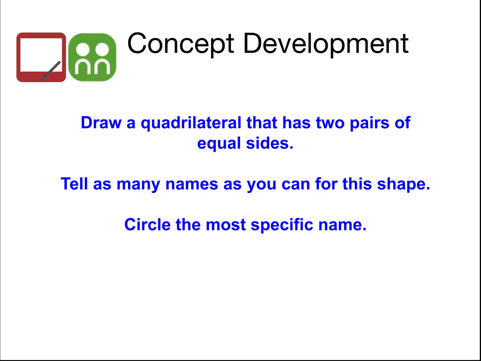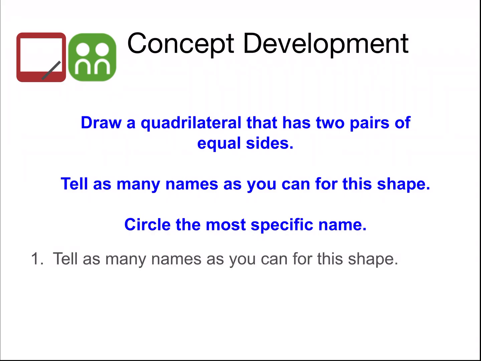So go ahead and write down as many names as you can for that shape. It has two pairs of equal sides. And then the last thing you're going to do is circle the most specific name. So pause the video. Go ahead and draw a quadrilateral that has two pairs of equal sides. Write down as many names as you can for the shape, and then circle the most specific name. Answers are on the next slide.